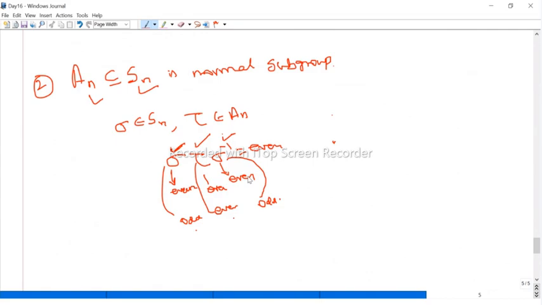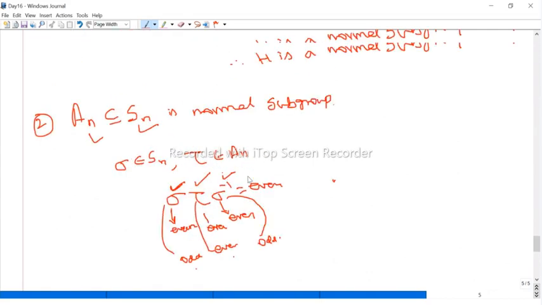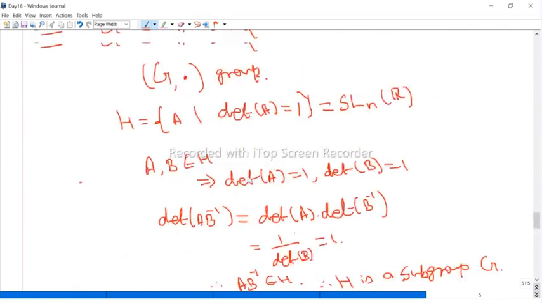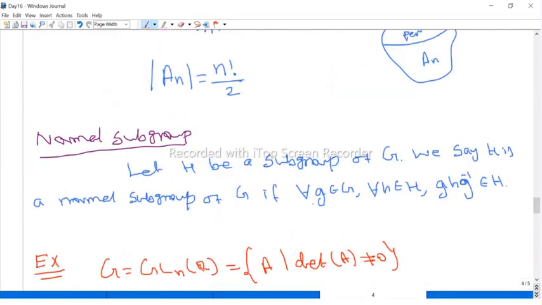A very important thing. So we should just check this condition. Normal subgroup means if you take any element in the group and any element in the subgroup, we have to check that g h g inverse should be in H.